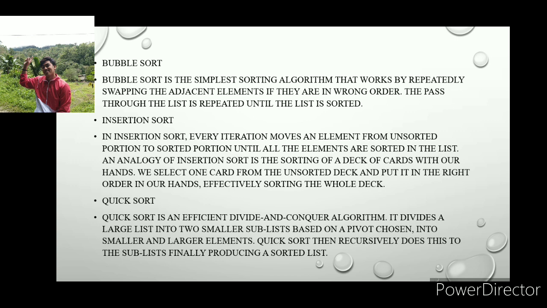Quick sort. Quick sort is an effective divide and conquer algorithm. It divides a large list into smaller sublists based on the pivot chosen, into smaller and larger elements. Quick sort then recursively does this to the sublists, finally reproducing a sorted list.